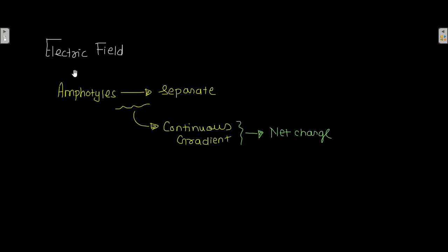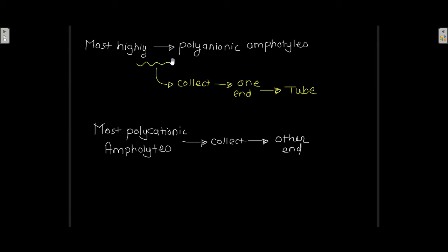So when that setup is placed into an electric field, the ampholytes in the mixture will separate and will form a continuous gradient on the basis of their net charge. Most highly polyanionic ampholytes will collect at one end of the tube, and most polycationic ampholytes will collect at the other end of the tube.